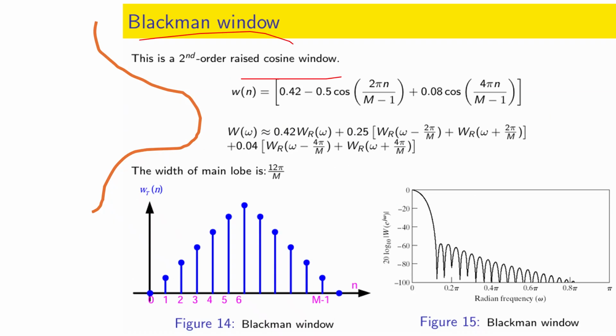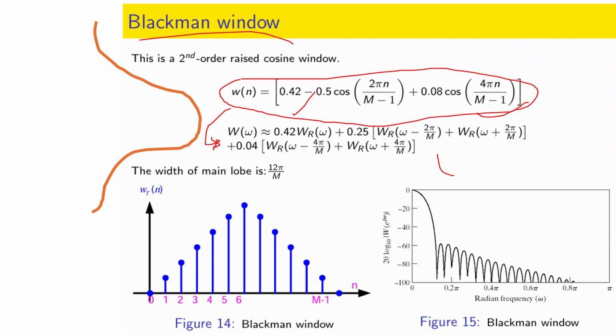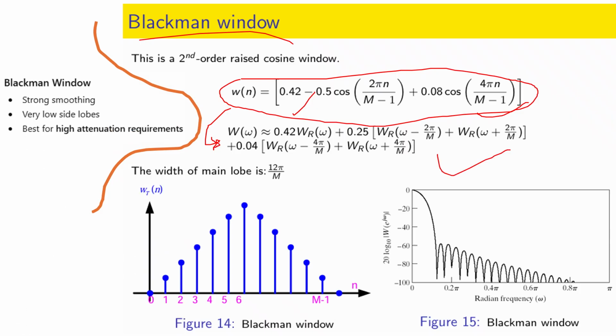Just remember this formula, this is an important one. So this is the window: 0.42 minus 0.5 cosine function plus 0.08 cosine function, right? Again, this is the Fourier transform of the same window, and the width of your main lobe is 12 pi by M.